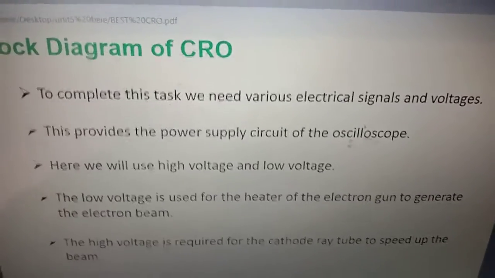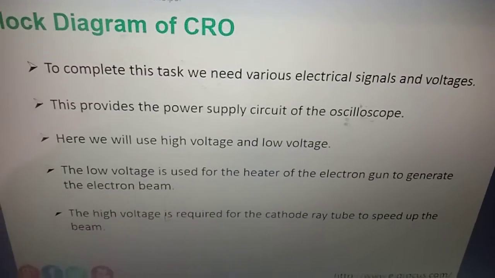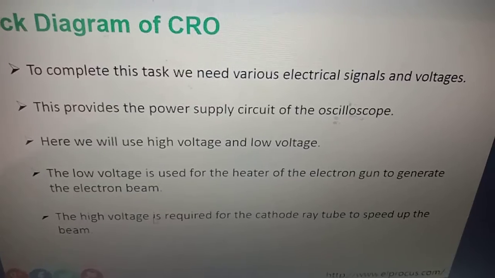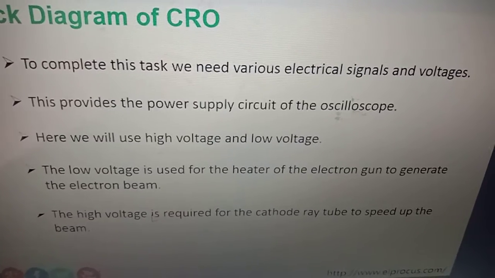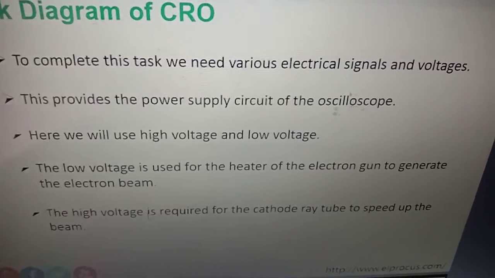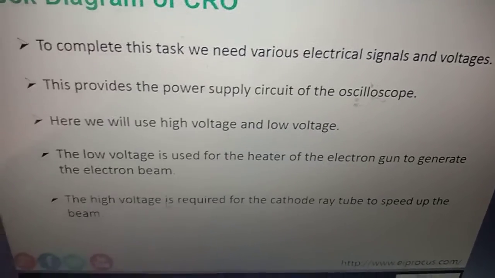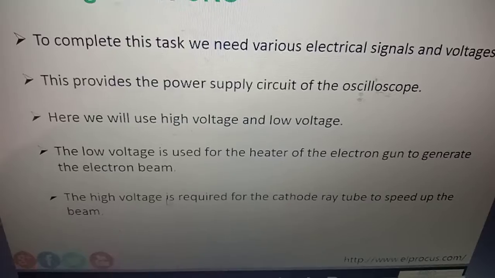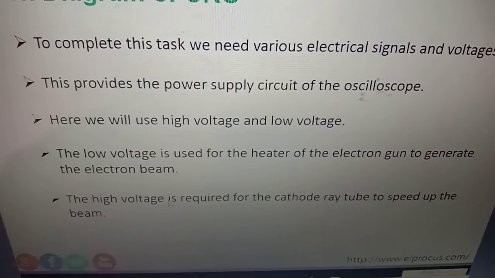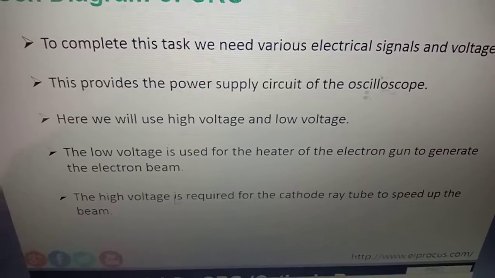When we see the block diagram of the CRO, we need a power supply circuit, and we need high voltage and low voltage for the cathode ray tube. What is the purpose of low voltage in the cathode ray tube? The low voltage is used for the heater of the electron gun.